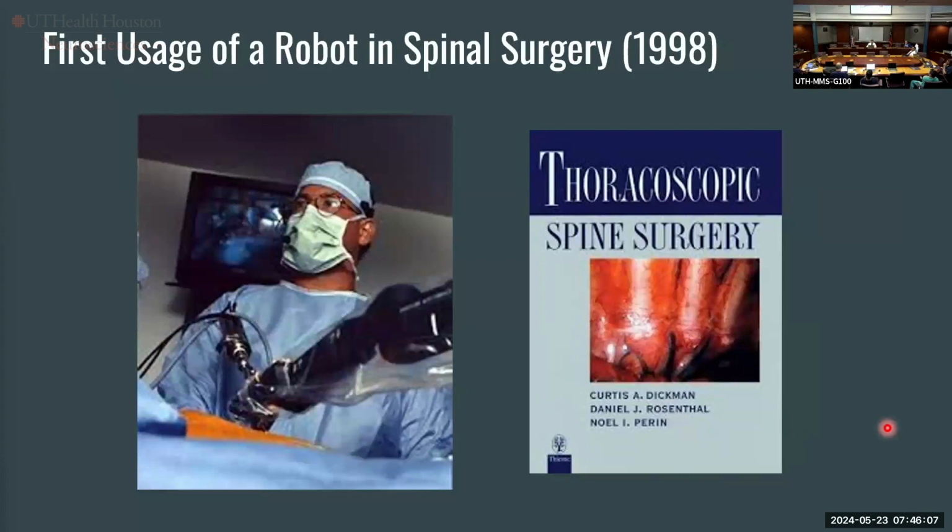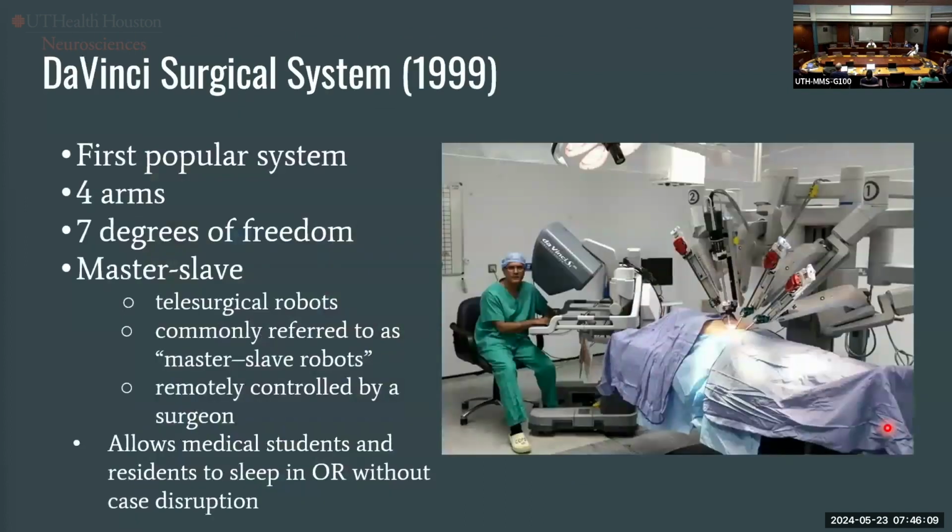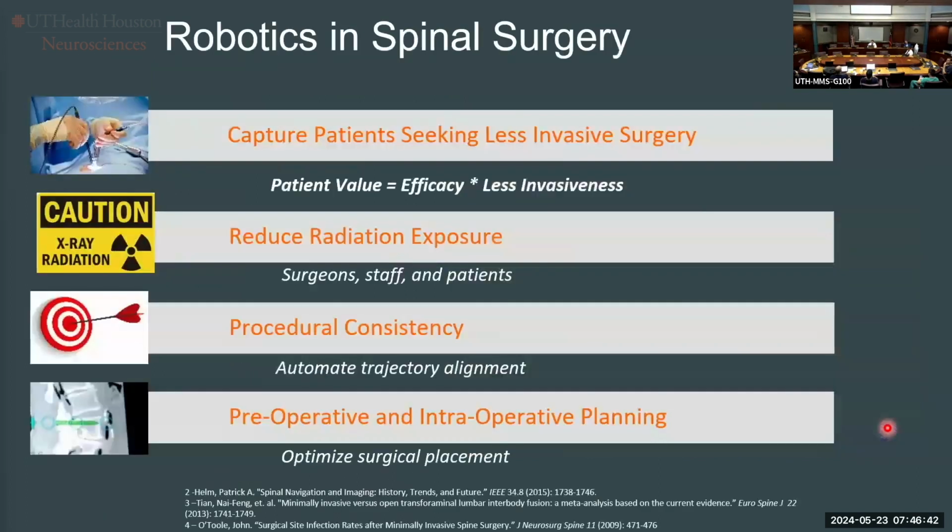schwannoma resection. The first surgical robot that has been used widely is the Da Vinci system. It came out in 1999 and became incredibly popular very quickly. It's got 7 degrees of freedom. It's what's called a master-slave type of robot, where it's telesurgical. So the surgeon sits at a workstation outside of the operative field and controls what the robotic arms are doing. And in my experience with it as a medical student, it was a profound facilitator of sleep in the OR on rotation.